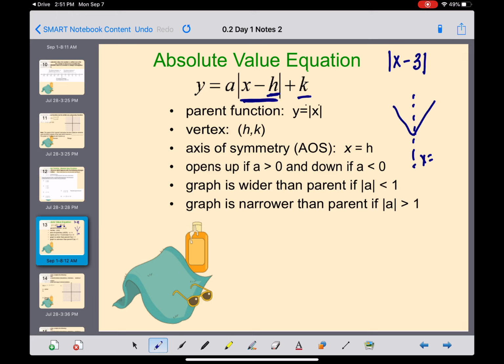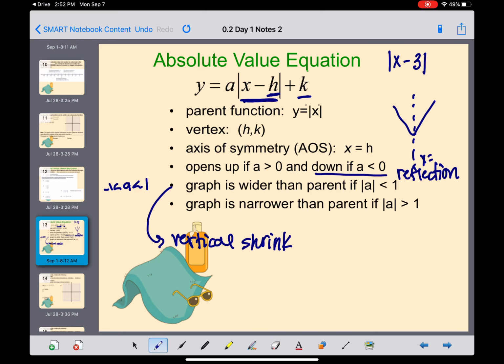It opens up if a is positive and down if a is negative. So when it's opening down, that is called a reflection. When the absolute value of a is less than 1, what that means is that a is between 1 and negative 1. So it's a fraction less than 1. Then it's going to be wider than the parent function, and we're going to call that a vertical shrink.